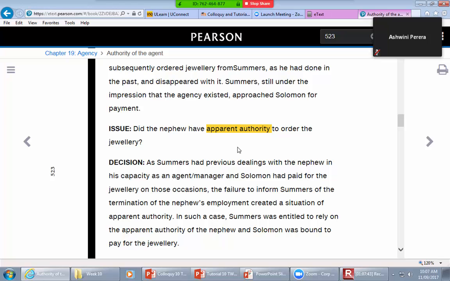Okay. In this case, there are different types of authority. In this case, we're really looking at apparent authority. And remember what we said about apparent authority. They don't have the authority, but the conduct by Solomon in this case gave the impression to Summers that the nephew, in fact, had the authority to order the jewelry this one last time.